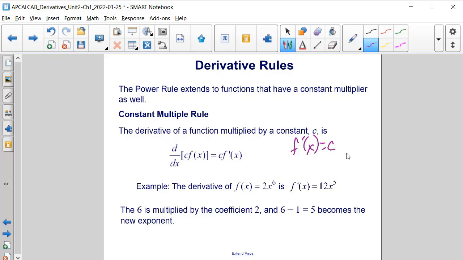the constant c out in front, and then we're going to multiply by the derivative of x to the 6th, which will be 6 times x to the 5th. So again, our c value that we have in this original problem is the 2. So I'm going to replace the c with the 2. And now we can multiply these two values together. 2 times 6 is 12. And we have x to the 5th as our final derivative function here. F prime of x is equal to 12x to the 5th.